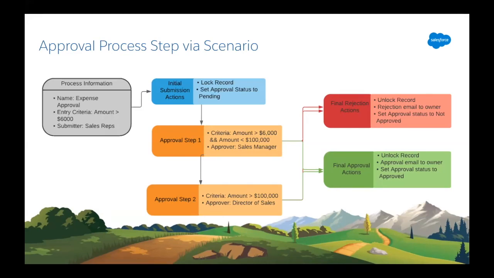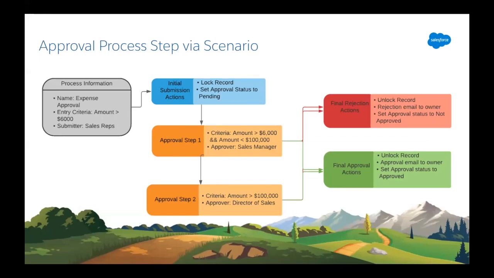If it's above 6,000 and under 100,000, that's when the sales manager is the approver, so they could either reject it or approve it. And if it's above 100,000, then the director of sales can approve it, and then they would go through those same actions listed here.